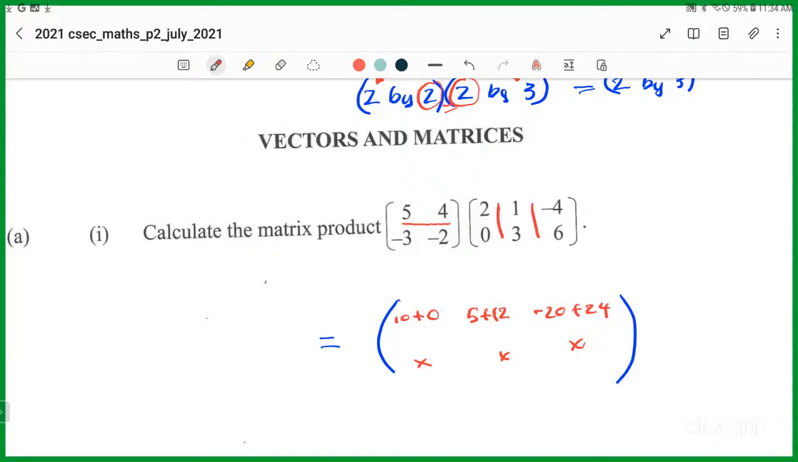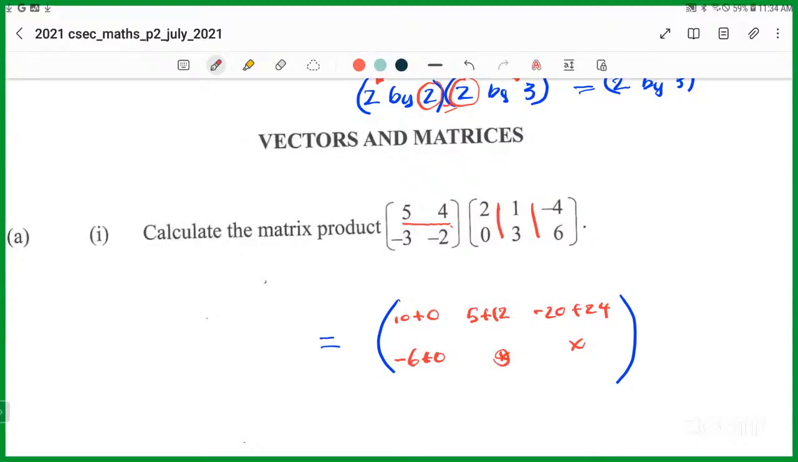So this one now is negative 3 times 2. It's first element times first element, negative 2 times 0. So negative 3 times 2 is negative 6, and negative 2 times 0 is 0.